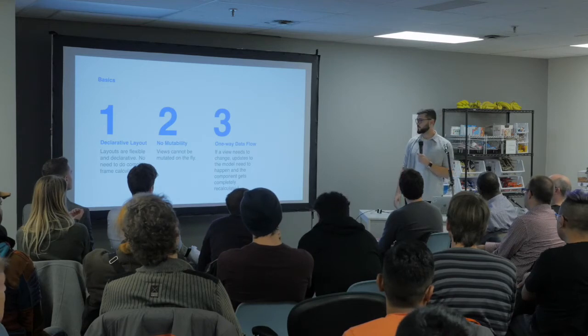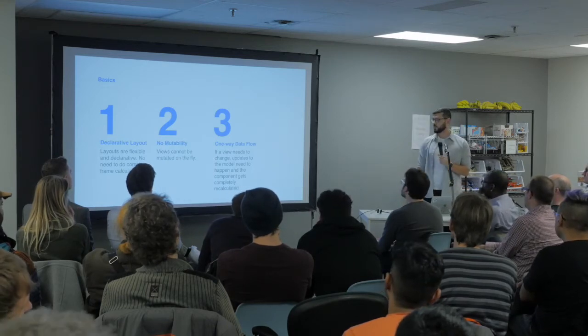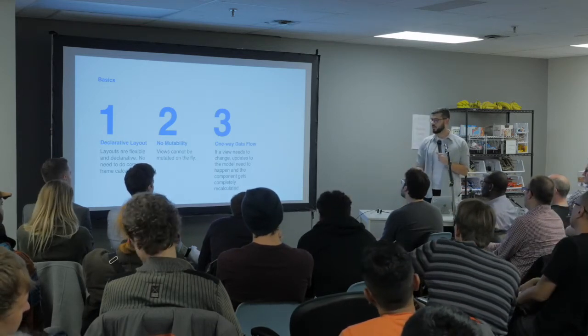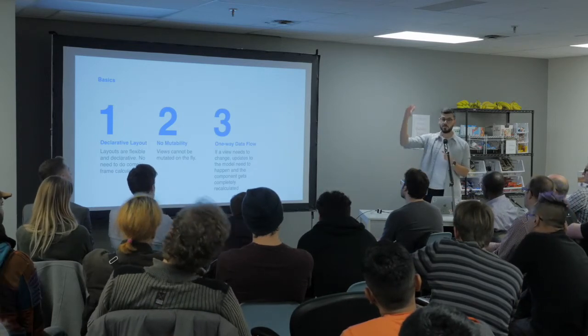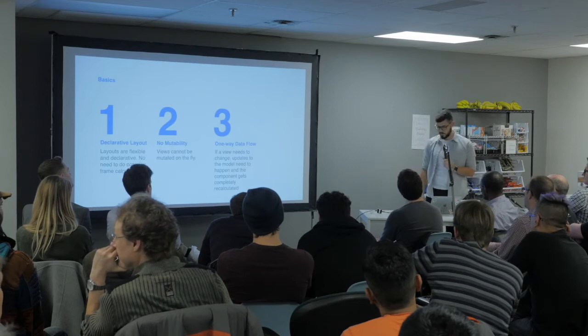All this is to preserve a one-way data flow. So again, if a view needs to be updated, the model gets updated and goes all the way back to the top, and your whole view hierarchy is recalculated based on that.